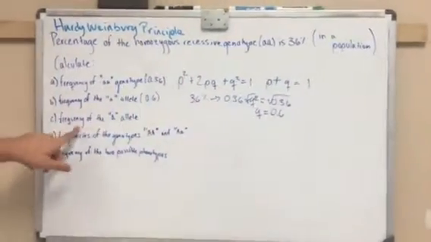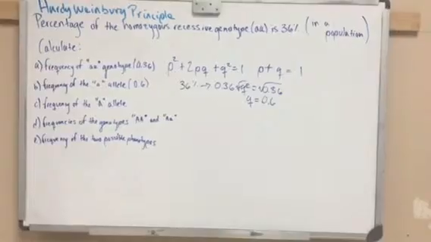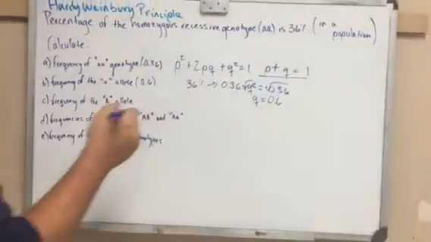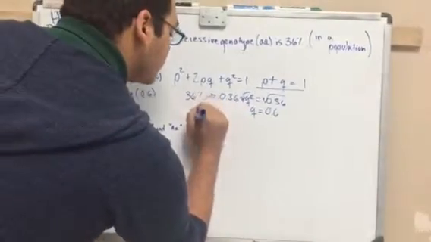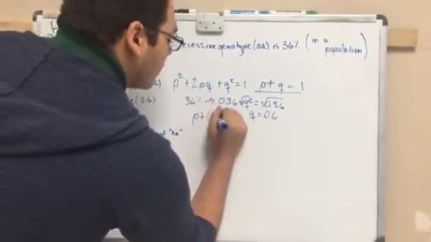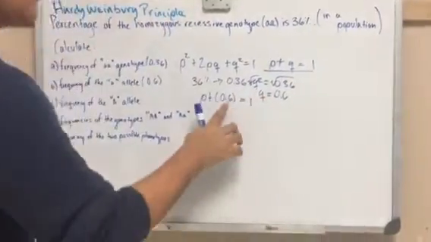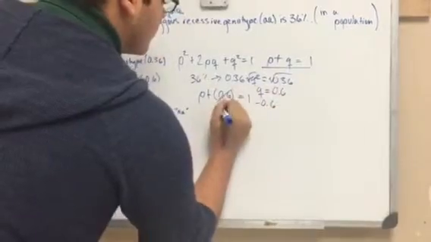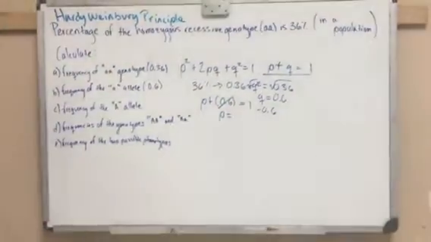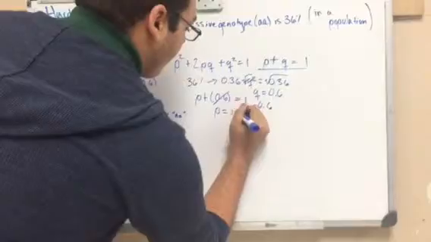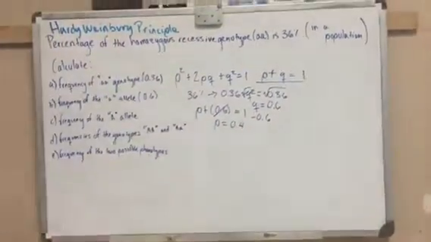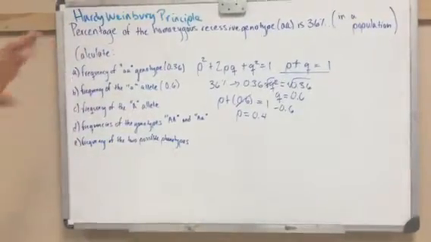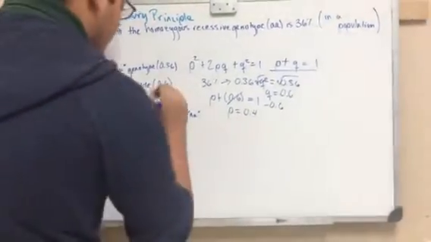Now they ask us, what's the frequency of the A allele? Well, instead of doing a whole bunch of complicated math, we can just use this equation, which gives us p plus q equals 1. So we can just plug in q into that equation. p plus 0.6 is equal to 1. Subtract 0.6 from each side, and that's going to give us that p is equal to 0.4. This already tells us the frequency of the dominant allele, big A, in this population. So we know that this is 0.4.